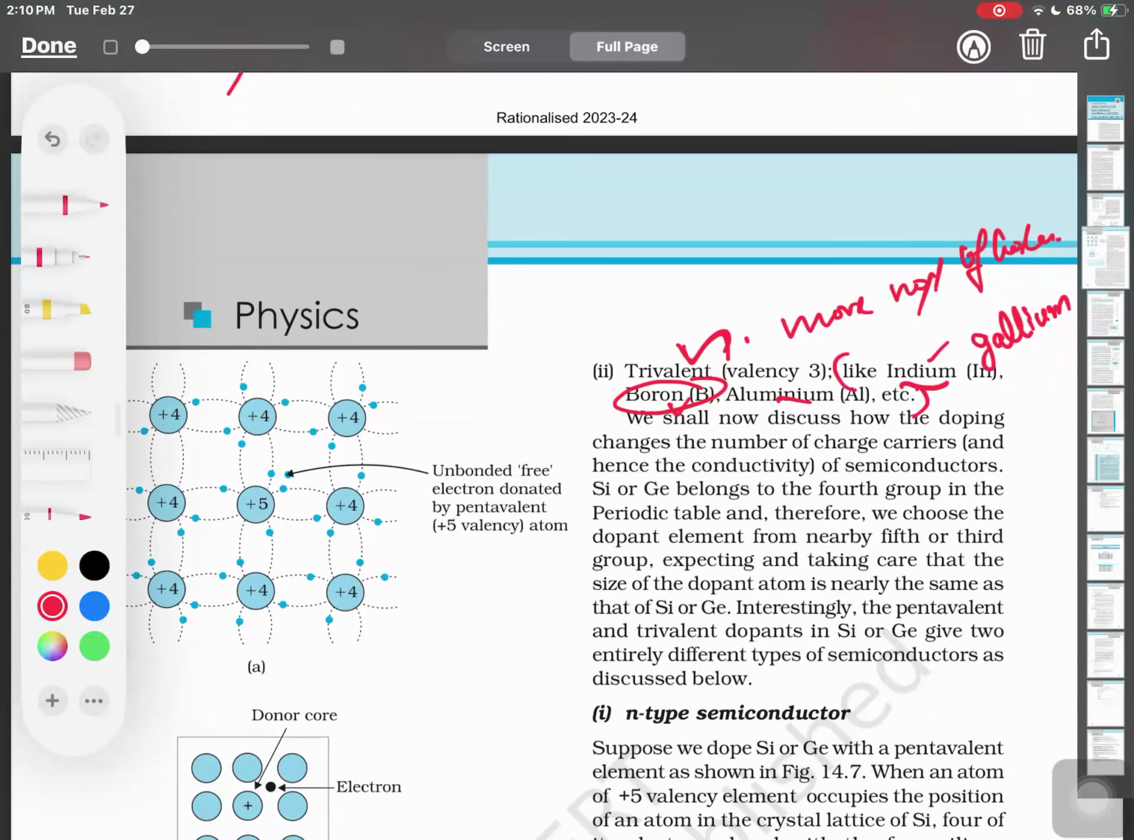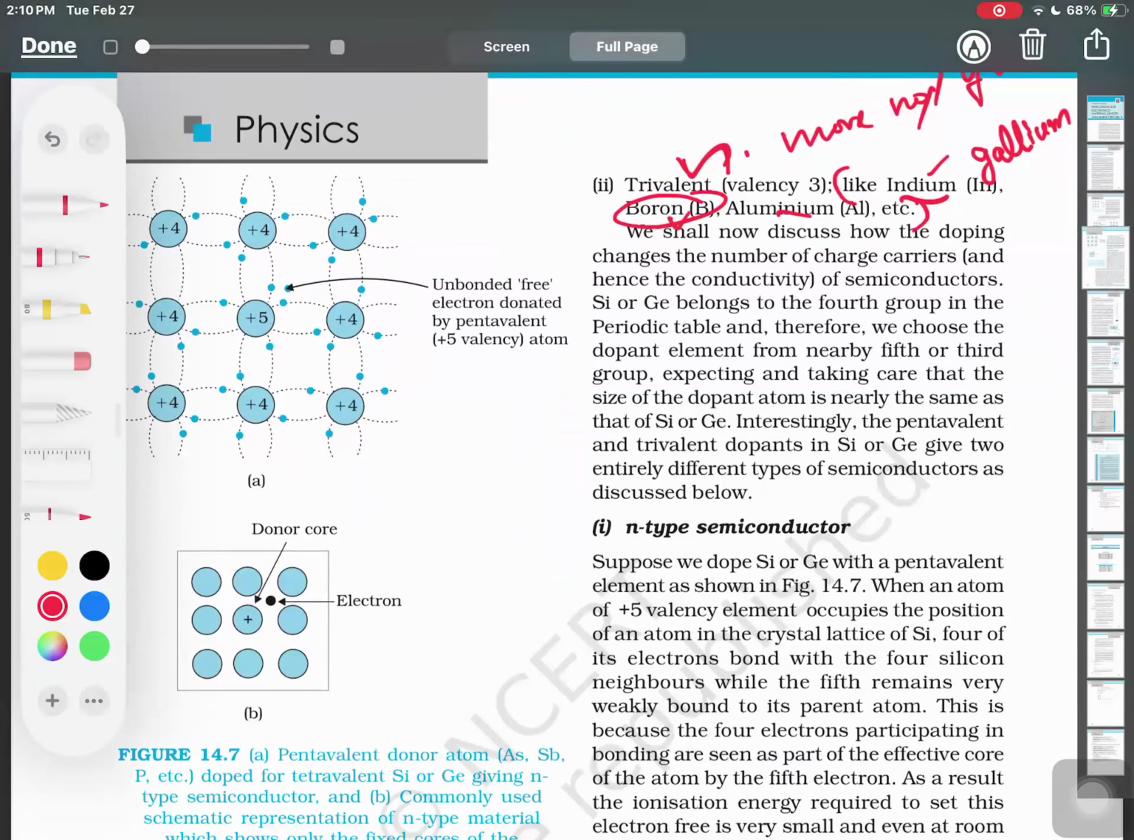Then, the dominant contribution to current comes from holes in case of which of the following? Metals, intrinsic, p-type, n-type. You know that if the dominant contribution to current comes from holes, it means the majority charge carriers will be holes. So that's p-type extrinsic. That's how you can understand this.